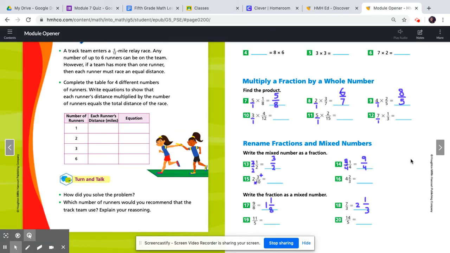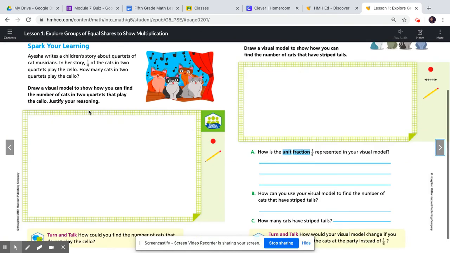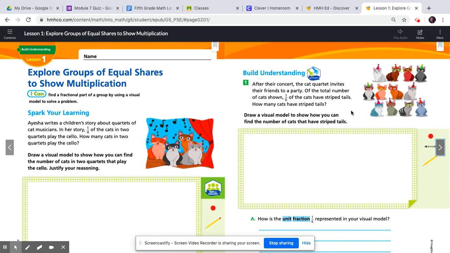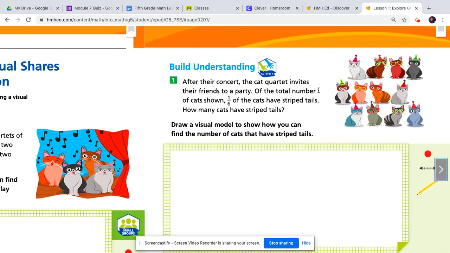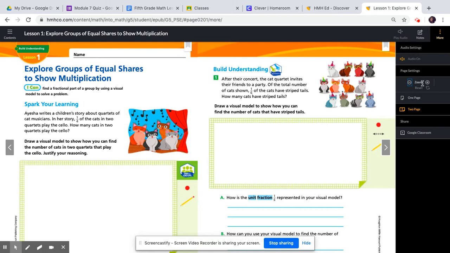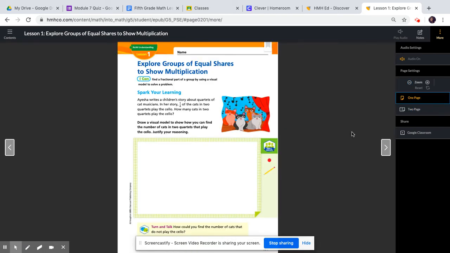Okay, I'm going to go ahead and turn the page. We are not going to do Spark Your Learning, so we're going to jump over here to page 102. Make sure I'm following along because I can't see the page numbers on the screen. Yeah, we're on page 102. So over here it says, after their concert, the Cat Quartet invites another group, okay?